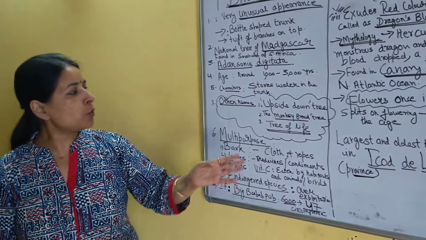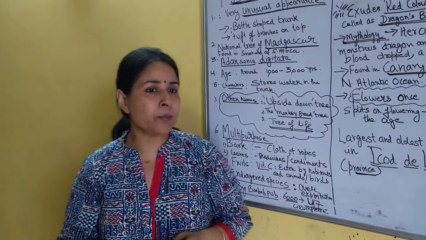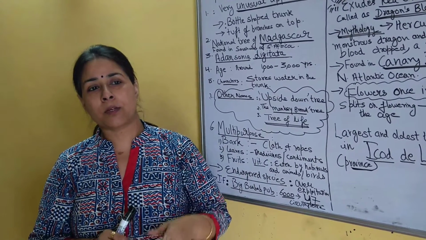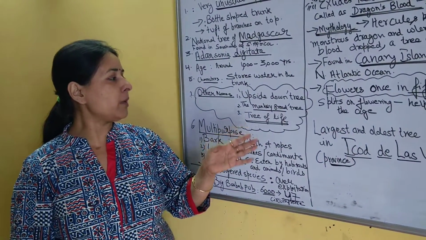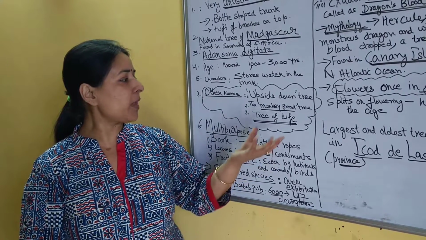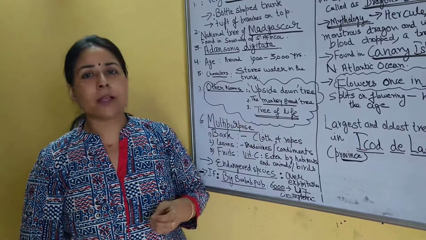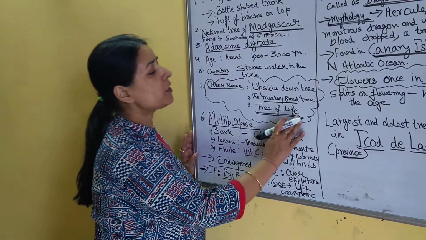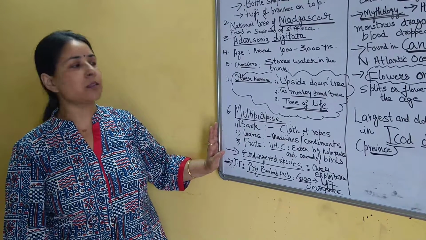Then it is also known as monkey bread tree because monkeys, baboons, are present in large number. Most of the animals depend on the fruits of this tree, and it provides them with their daily need of fruit. That is why it is known as the monkey bread tree. Now the third name given to this tree is tree of life, because we can hardly see life in such climates.